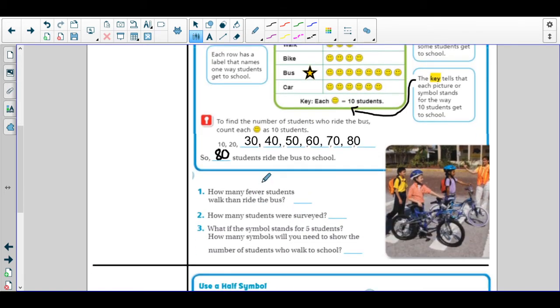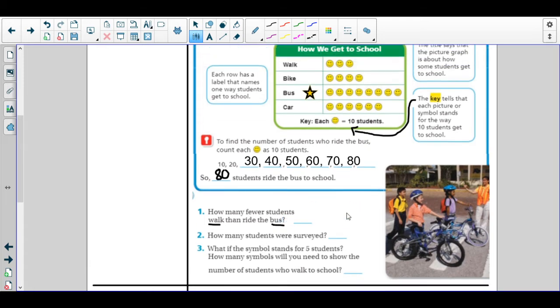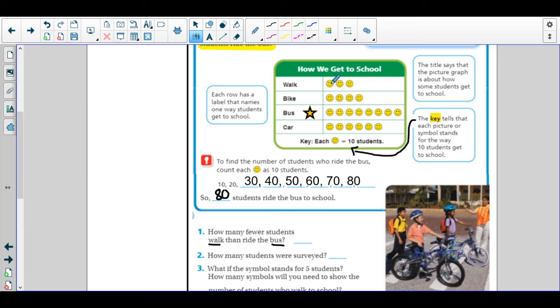Moving along here, how many fewer students walk than ride the bus? Well, we need to figure out how many students walk. Okay, 1, 2, 3. It's not 3 students that walk. Remember, each one is worth 10, so it's going to be 10, 20, 30. So we have 30 students that walk. And we want to compare that with the number that ride the bus, which is 80. So how many more students ride the bus than walk? 50.